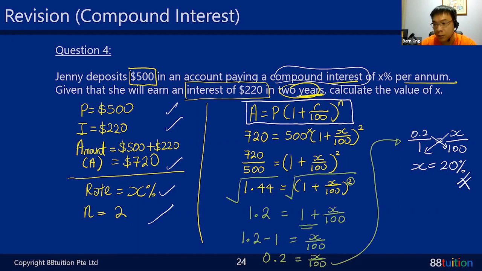The next question will be question 5A. There is 5A and 5B. 5A is easy, 1 minute. Starting 1 minute, start now.